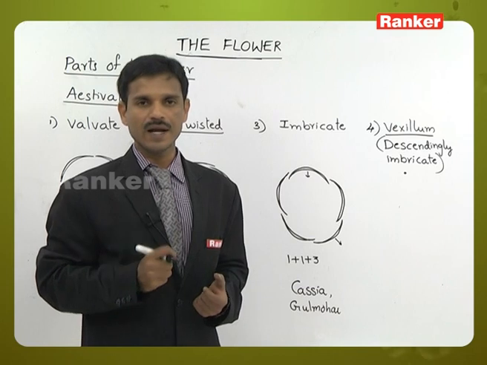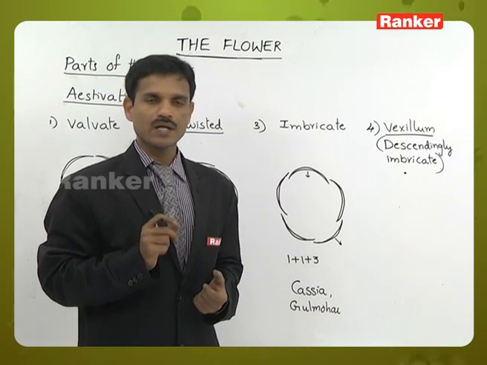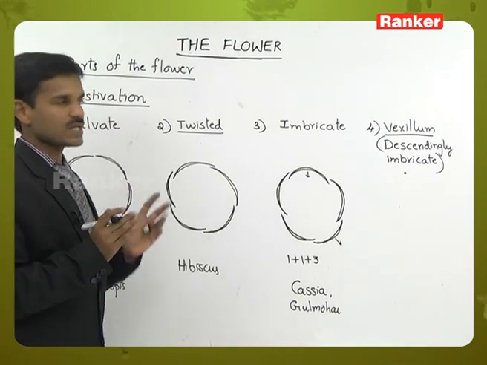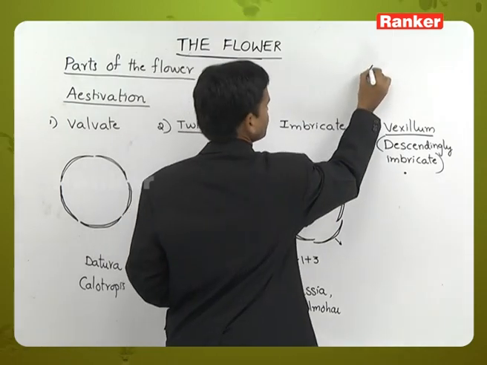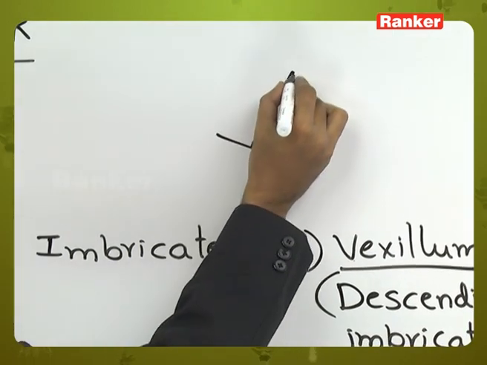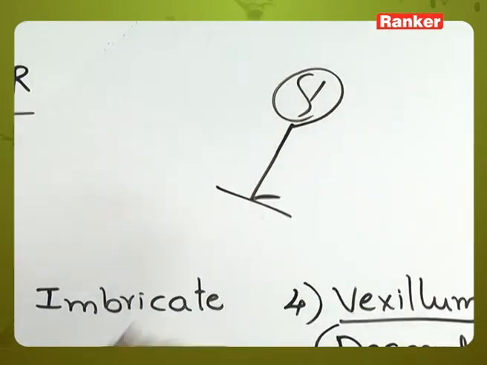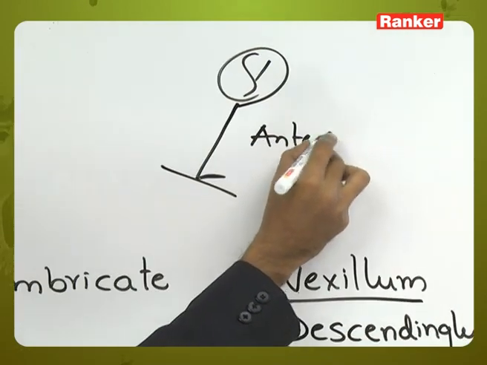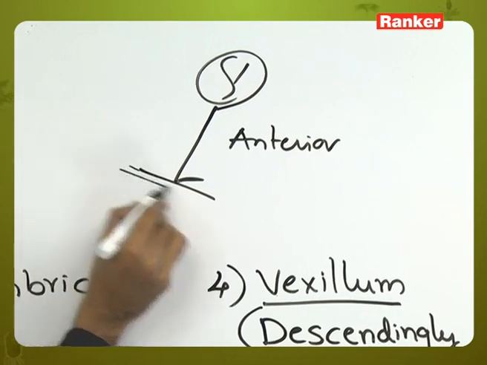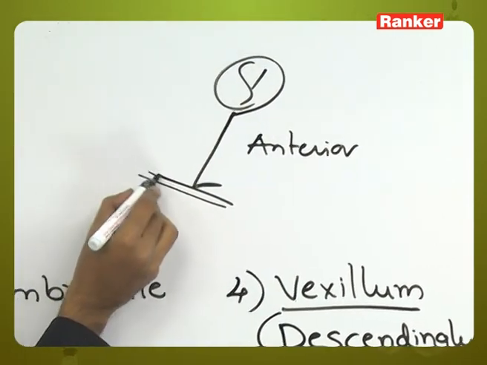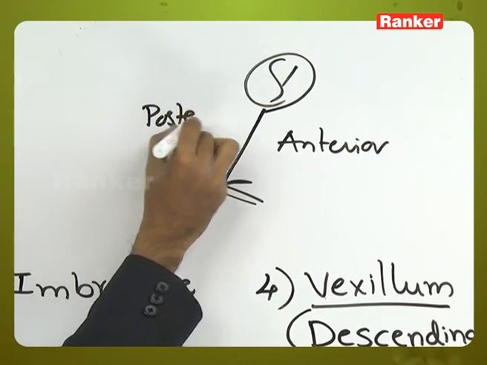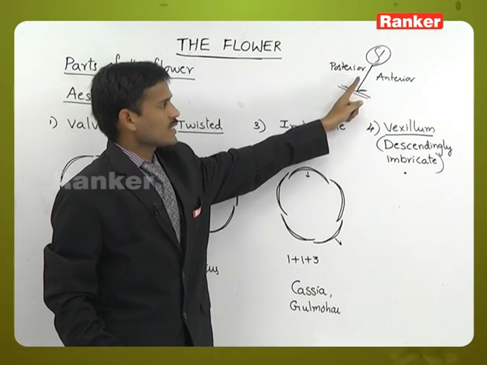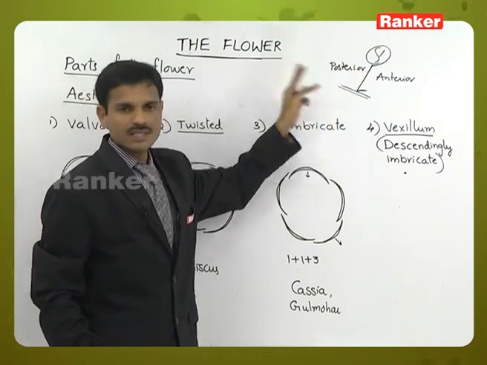So what is posterior and anterior? In the flower, two sides are there. One is the anterior side and the other is the posterior side. If we see here, it is the flower, it is the bract, and here it is a flower. The bract side is called the anterior side, and the axis side, the part present towards the axis, is called the posterior side.